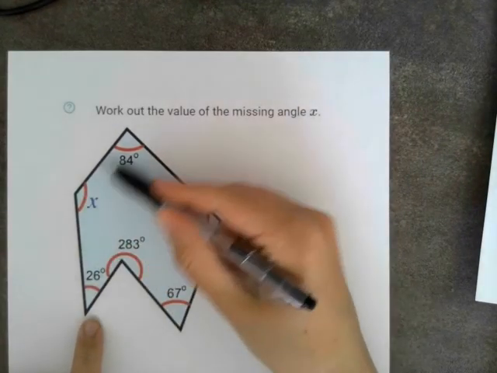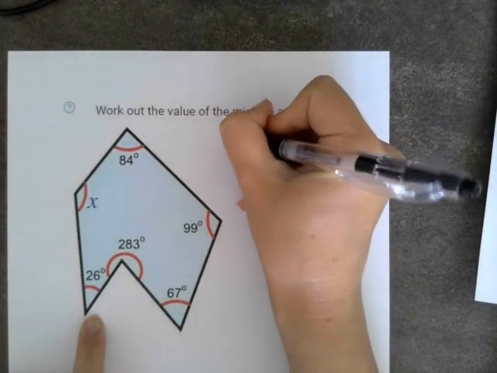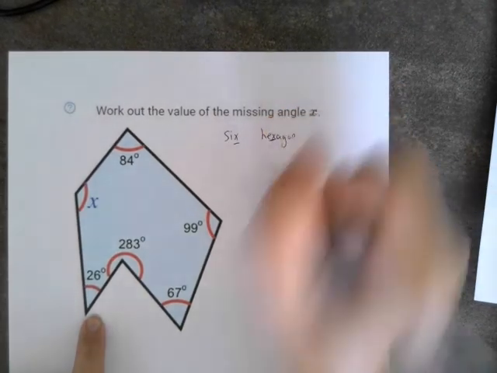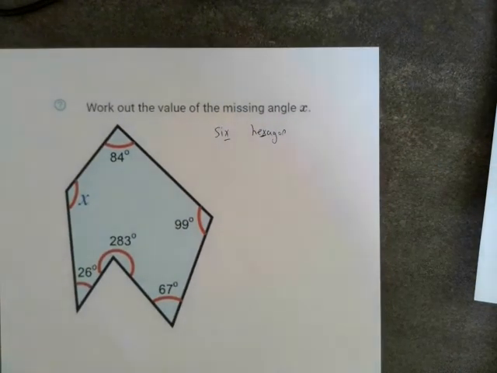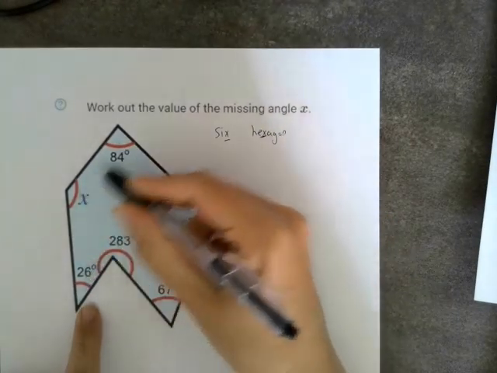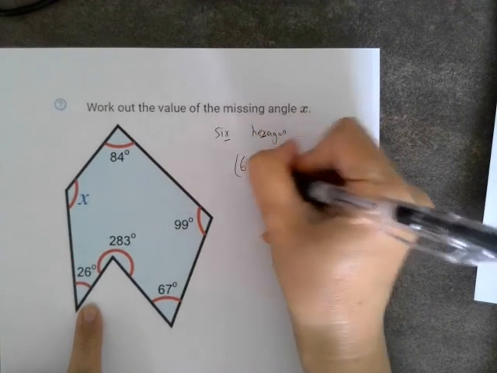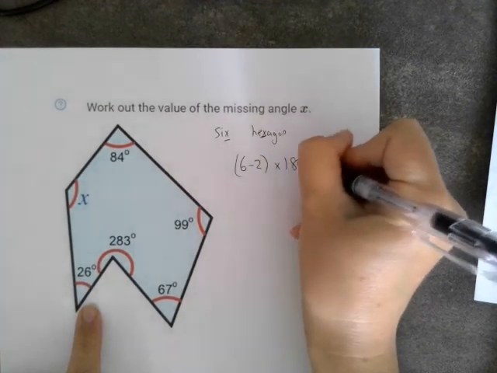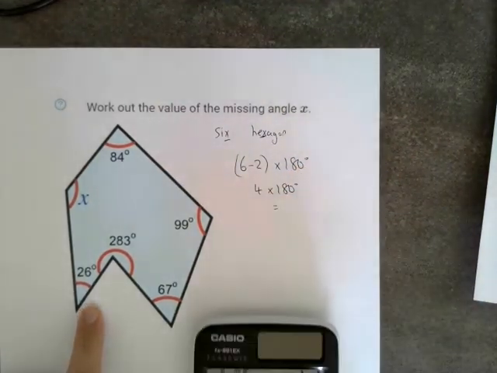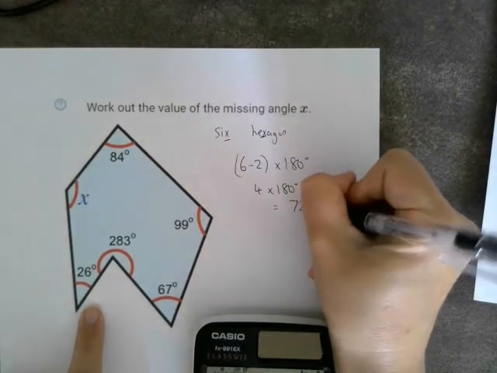We've got 1, 2, 3, 4, 5, 6. This is a hexagon. And remember, they've got the x's in both. So I know it's a 6-sided shape, or a hexagon, and I want to know what all these angles should be adding up to. So I'm going to do the number of sides minus 2, so 6 minus 2 times 180. That's basically 4 lots of 180 degrees, and 4 lots of 180 is 720.